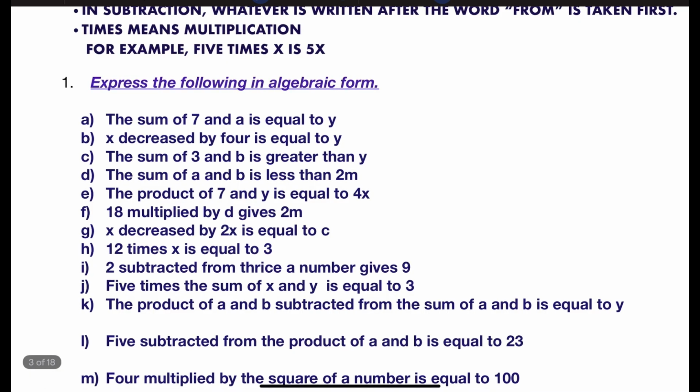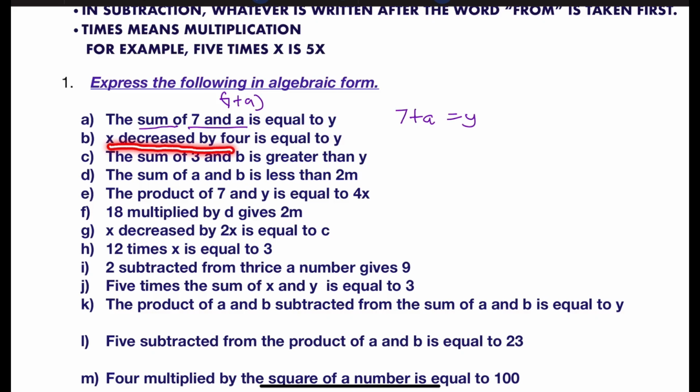Let us try and form these expressions in algebraic terms. The first one. The sum of 7 and a is equal to y. Firstly, the sum means 7 plus a. So my algebraic expression will be 7 plus a is y. These are the answers that I am writing here.